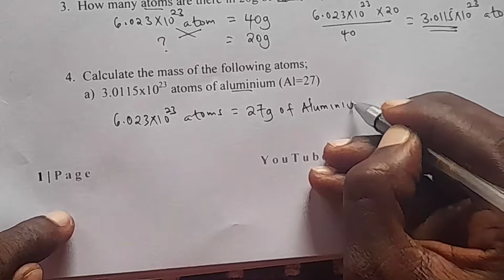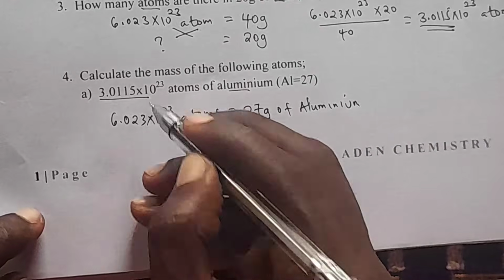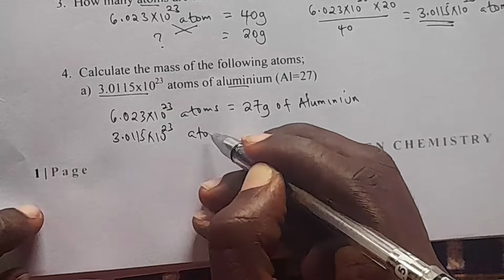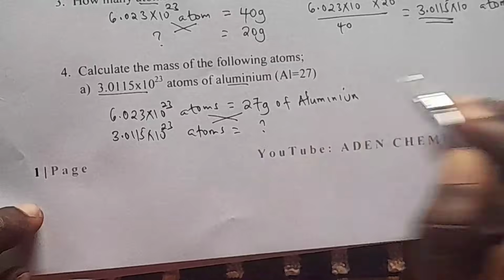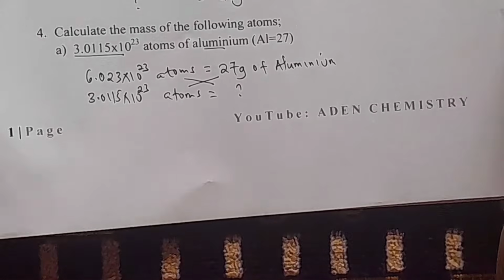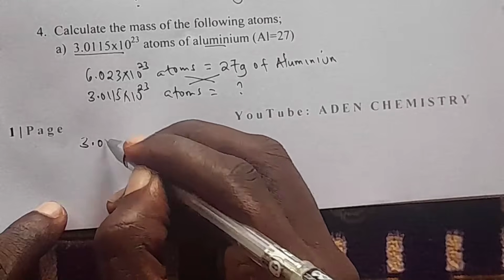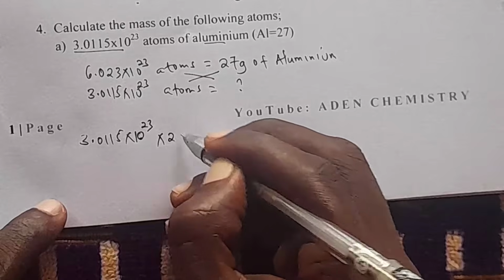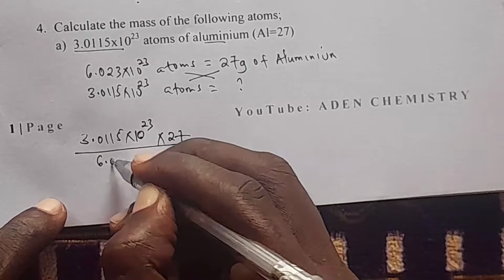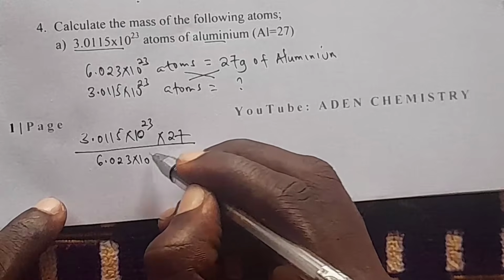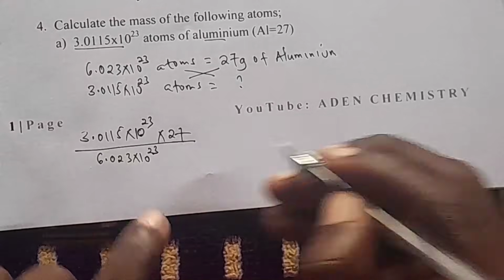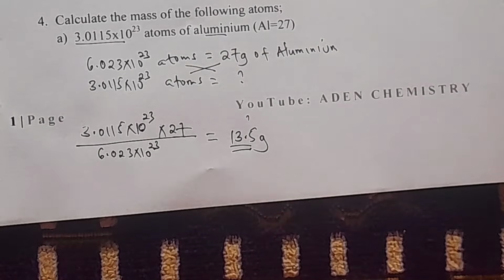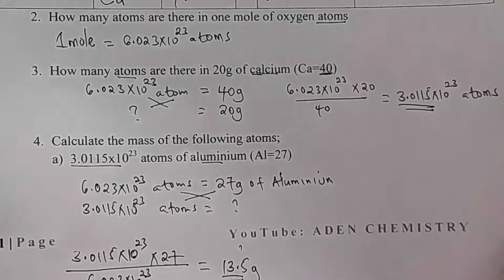So for us to get the mass of aluminum, they have given us the number of atoms. That means 3.0115 times 10 power 23 atoms will be equal to what? So we are going to cross multiply. Here we are going to have 3.0115 times 10 power 23 times 27 divided by 6.023 times 10 power 23. So here we are going to get 13.5 grams as our mass.